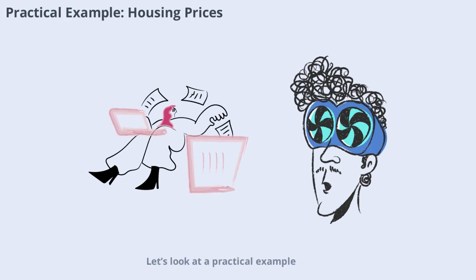Let's look at a practical example. Suppose you want to predict house prices based on factors like square footage, number of bedrooms, and location. By running a multiple regression analysis, you can estimate how much each factor contributes to the price. This approach helps buyers, sellers, and real estate professionals make more informed decisions based on data rather than guesswork.